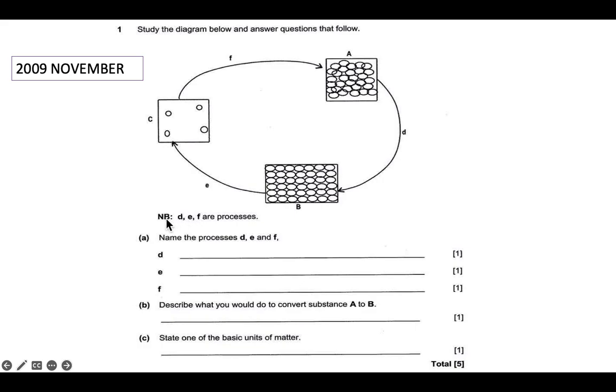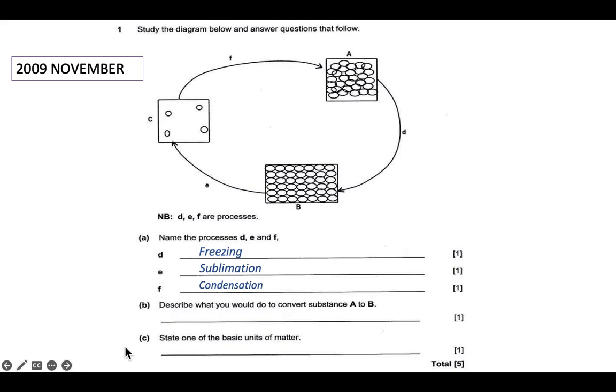We are given that D, E, and F are processes. The first question: name the processes D, E, and F. Process D is freezing or solidification, a change of state from a liquid to a solid. Process E, from a solid to a gas directly, is sublimation. The change of state from a gas to a liquid is condensation. So these are the processes.